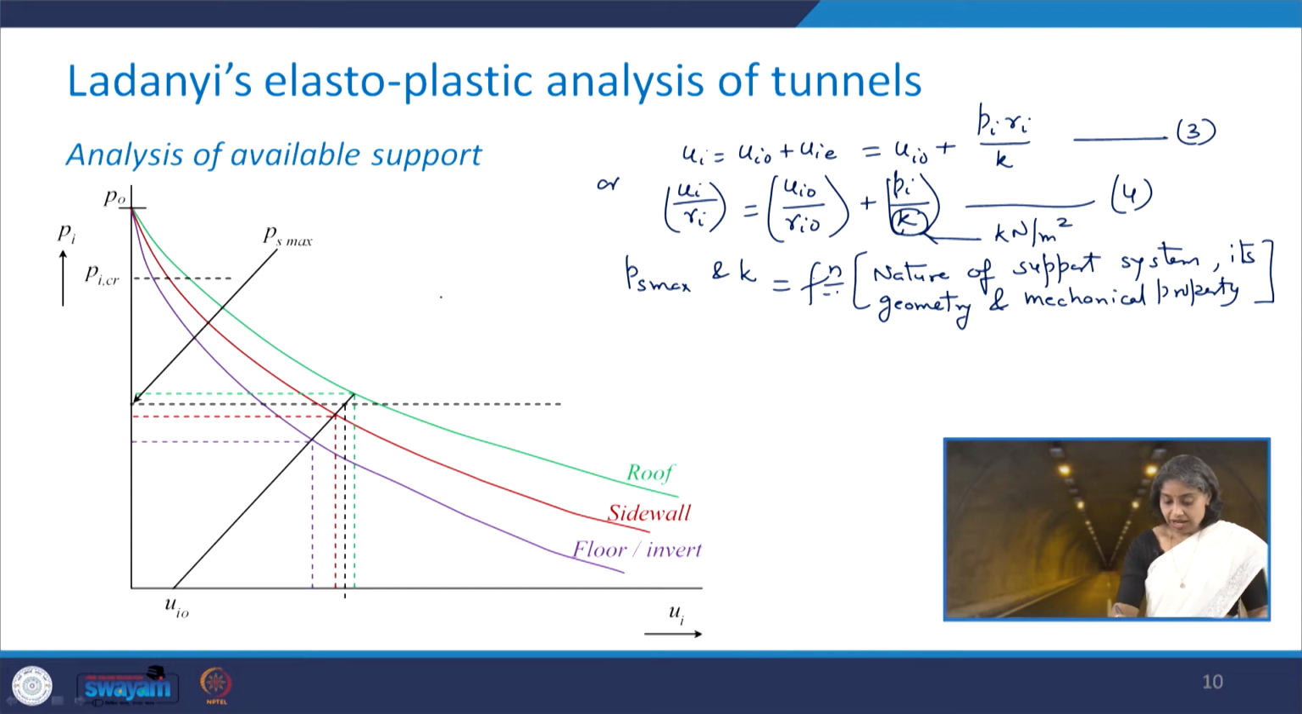Now take a look at this particular figure where ui is represented on the x-axis and pi is represented on the y-axis. We have a value of pi critical. So here what we get is the first curve, that is roof, which is represented by the green color curve here. Then we get the side wall, and the last one is for floor or invert.